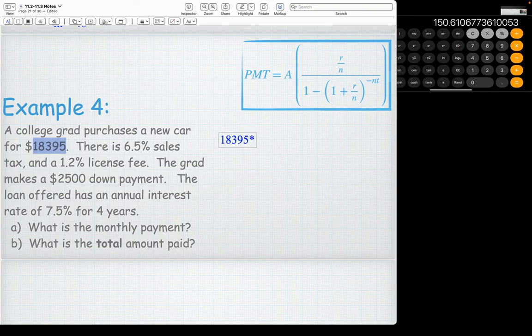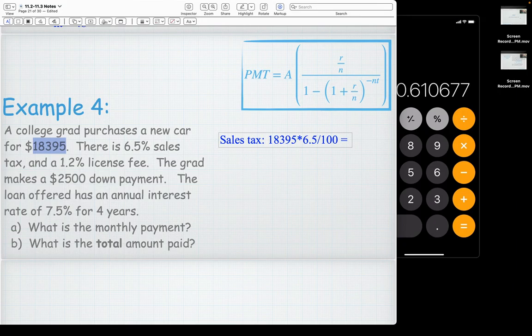$18,395. There's also a 6.5% sales tax. So let's figure out what sales tax is. 18,395 times 0.065. Or you can do 6.5 divided by 100. That works too. Maybe that's more convenient. So 18,395 times 6.5 divided by 100. So sales tax is $1,195.68.